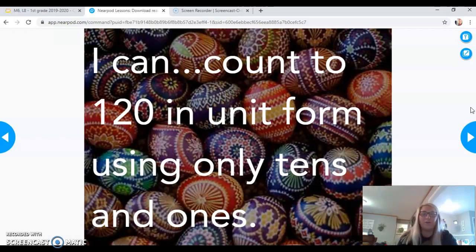For math, we're going to continue with the 120 and focusing on the place value. Today they're calling it units, but don't let that confuse you. It's the same thing as place value or digits like we usually talk about in class. So units and digits are going to be the same thing, okay? Hocus pocus, what's our focus? I can count to 120 in unit form using only tens and ones.